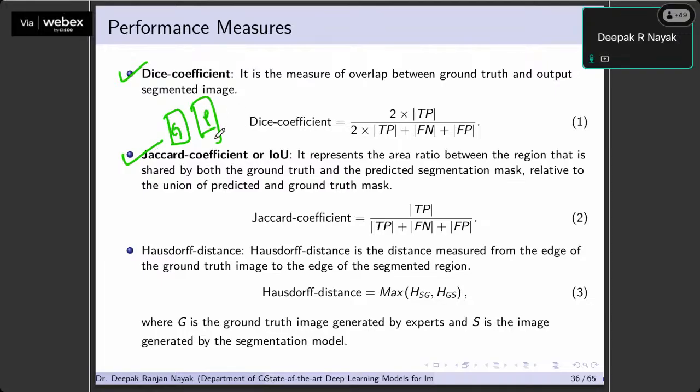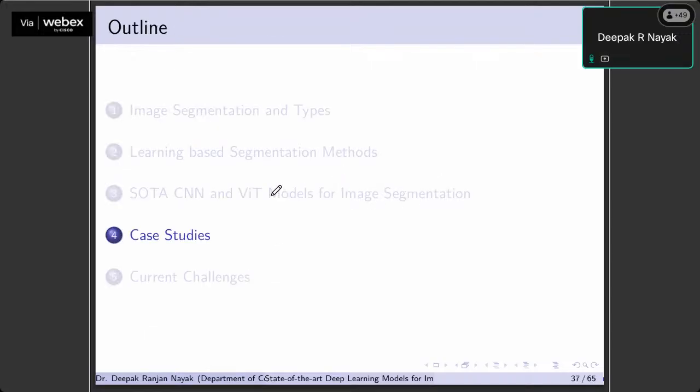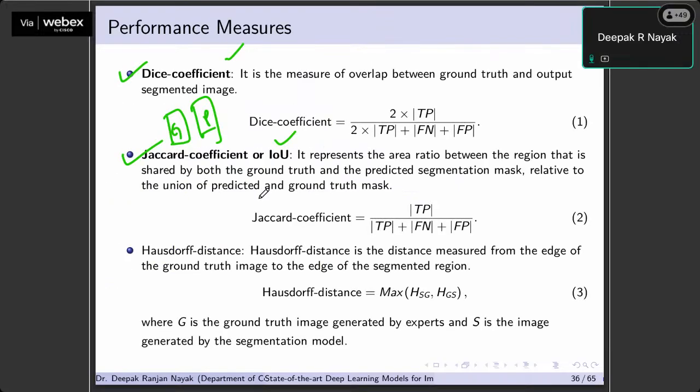So for the dice coefficient and intersection over union, you can find out the regions you have identified. Thus, you can take the common region between these two and divide it by the union of these two regions. This is the ratio between the region that is shared by both the ground truth and the predicted mask, relative to the union of the predicted and the ground truth mask. That is intersection over union. So very, very important. Based on this also, people have designed some loss functions known as IoU loss, dice loss and all. You will also find a lot of other variants of loss functions people are using over here.